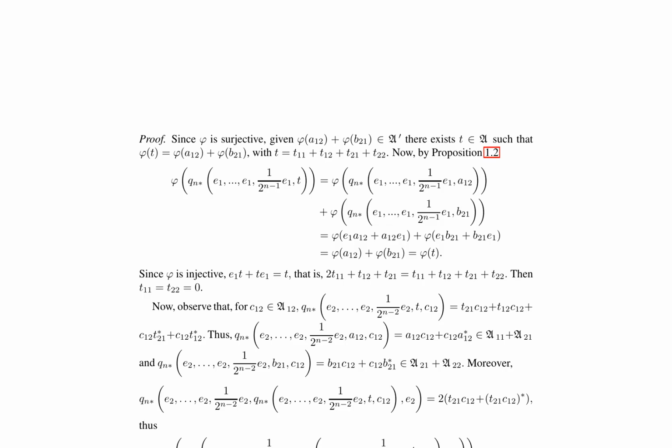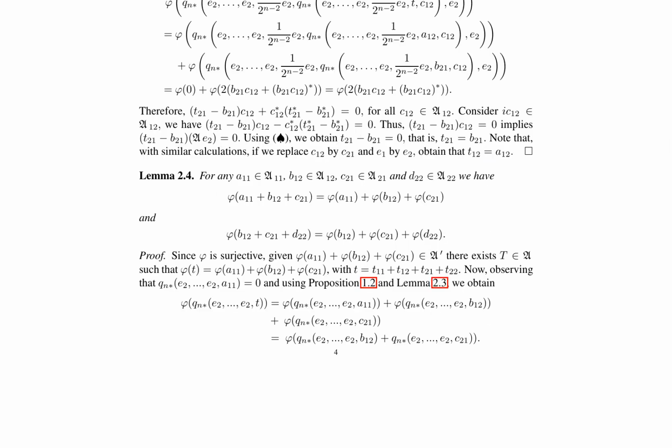The analysis proceeds by examining the behavior of Qn * operator (E2, T, C12) and its relation to Qn * operator (E2, A12, C12) and Qn * operator (E2, B21, C12), highlighting the properties of elements in A12.